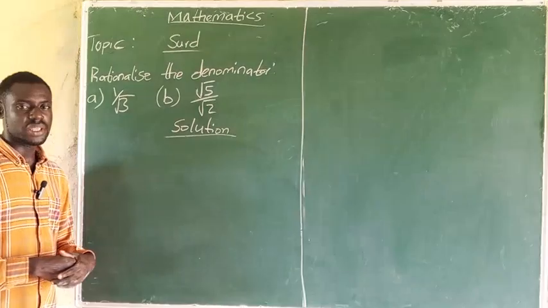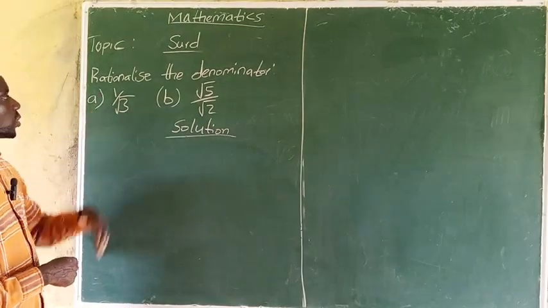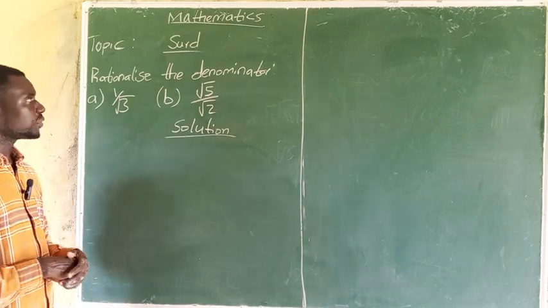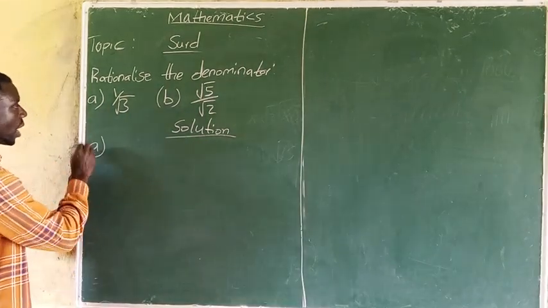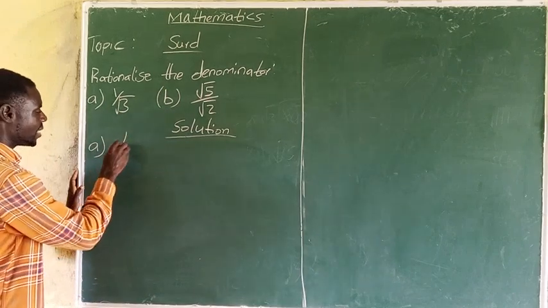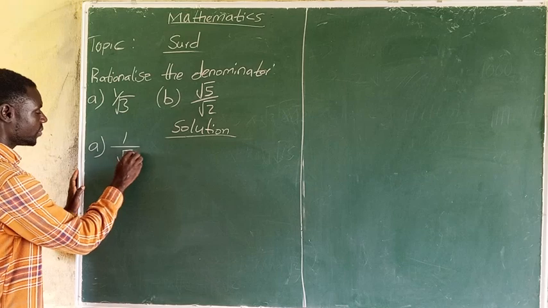Now we are still on a series called Surds. Now we want to talk about rationalization of surds. Rationalize the denominator. Let's start with the first question. We have 1 all over root 3.